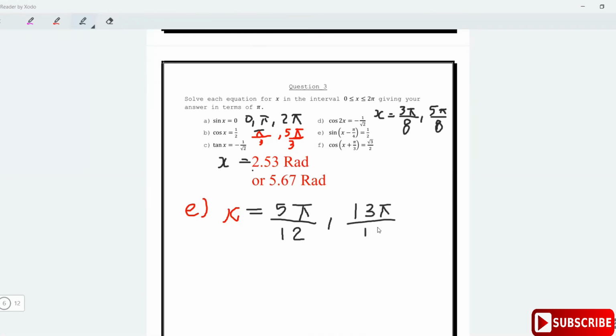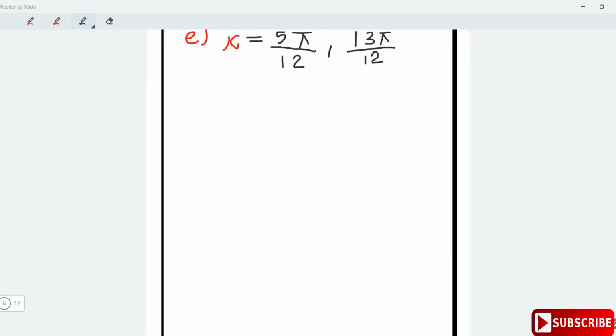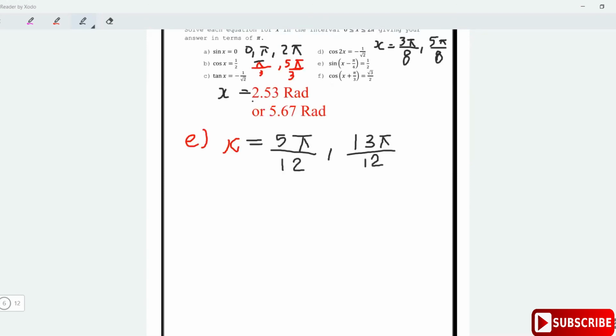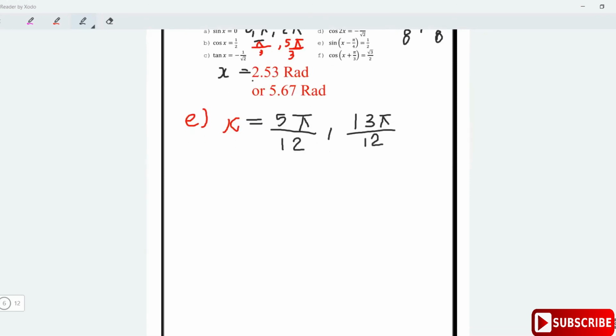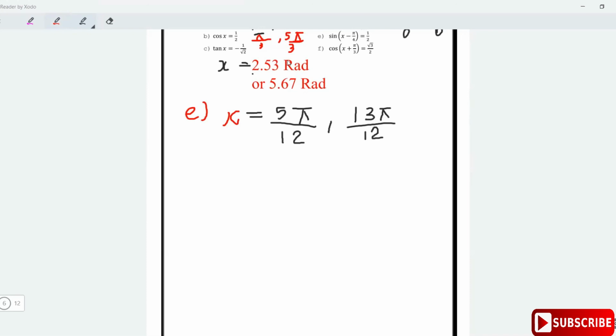Let's finish off part F. Since we have a little bit of space, let's do part F right here. Part F says, find x for the cos of x plus pi by 3 is equal to root 3 over 2.